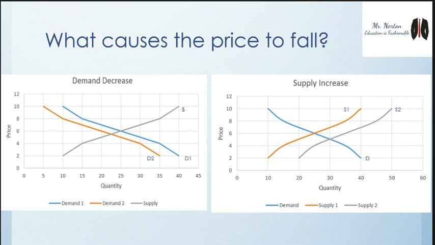With the graph on the right, we can see that the supply has clearly increased. This too causes a decrease in price. The market equilibrium price drops from $6 to $5, and our market equilibrium actually increases from approximately 25 to 30.